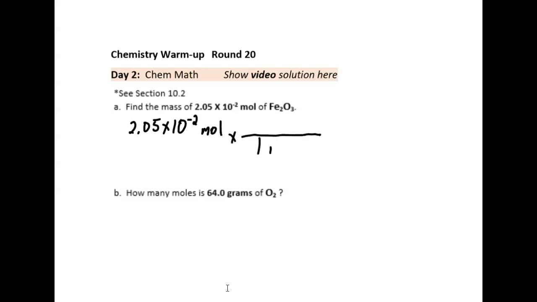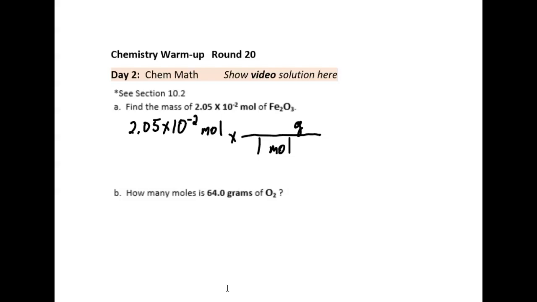On the bottom, 1 mole of iron oxide. On the top, a certain amount of grams of iron oxide. We just need to figure out what number to put on the top of that conversion factor. Well, how many grams are in 1 mole of iron oxide? That's the concept called molar mass, which we've worked on previously.